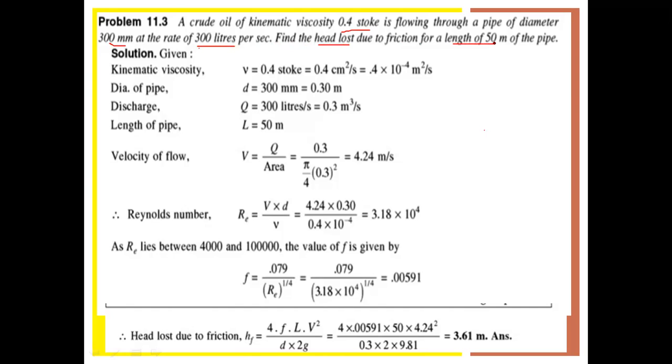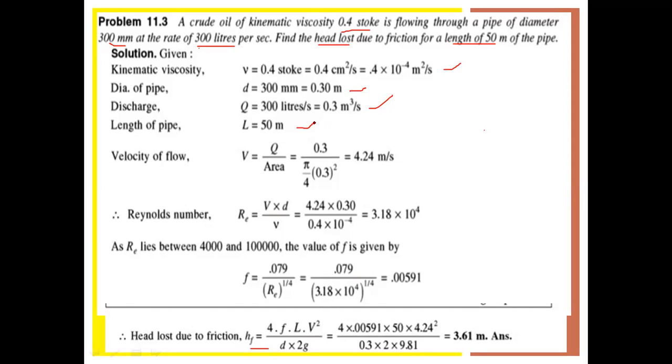That's a given. So simply by taking the head loss equation, find the head loss; you have to keep this formula in mind. Very simple problem, right? Now what is the given data? v is equal to 0.4 stoke, therefore 0.4 into 10 to the power of minus 4 meter squared per second. The diameter of the pipe is 300 mm, that's equal to 0.30 m. Q is equal to 0.3 meter cube per second. And the length of the pipe is 50 meters.